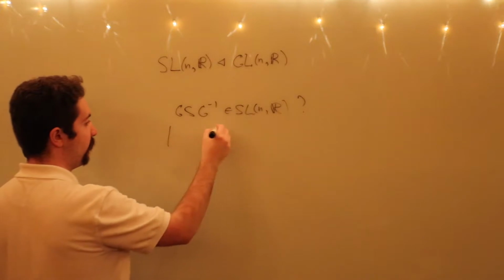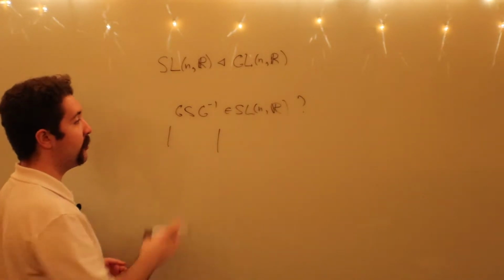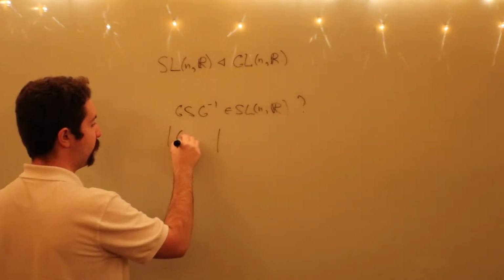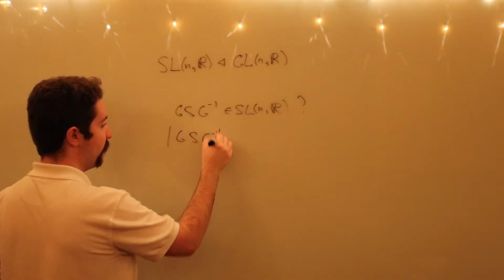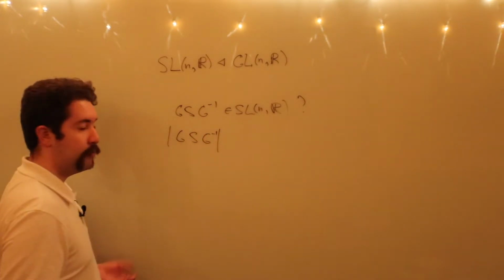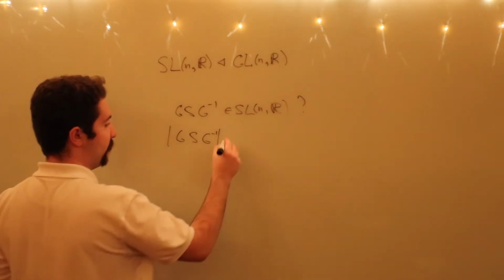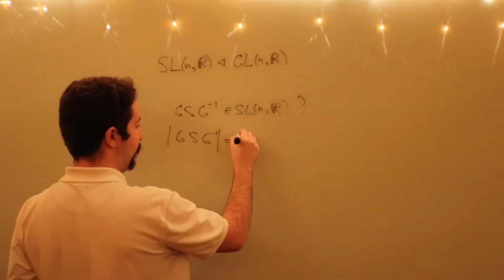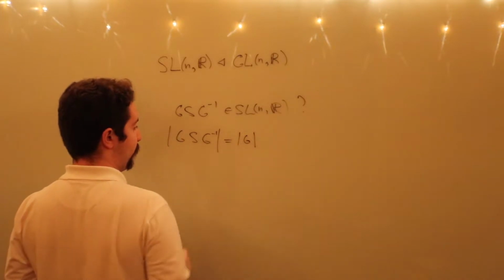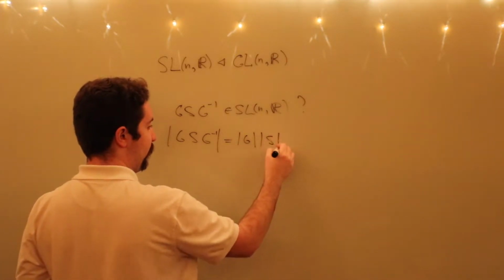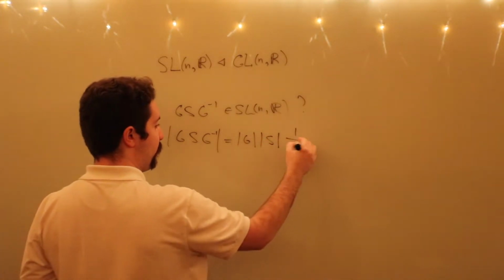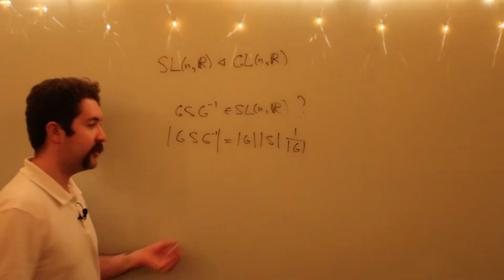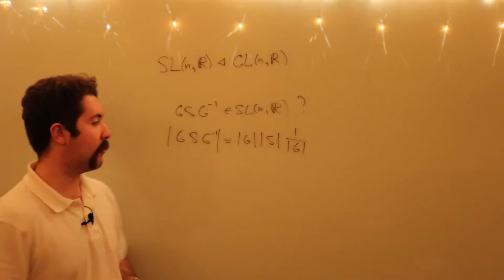So what's the determinant of the product is ultimately what's going to determine if it's in the special linear group. So the determinant of G S G inverse, by the properties of determinants, is going to be the determinant of G times the determinant of S times 1 over the determinant of G, which is the determinant of G inverse, of course.